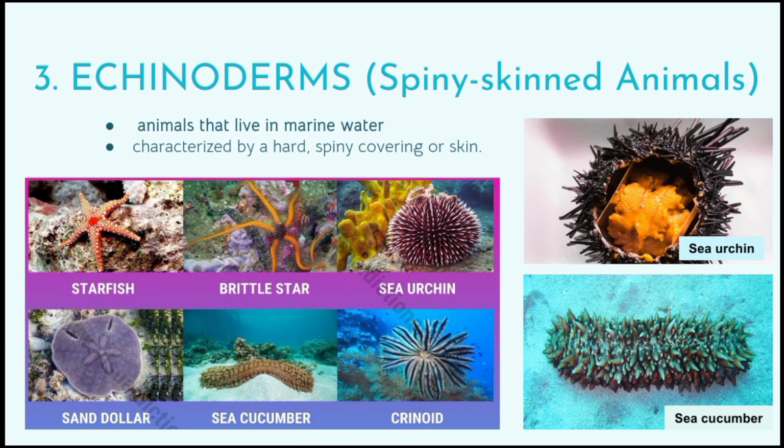Number three, echinoderms, or the spiny-skinned animals. These are the animals that live in marine water and they are characterized by a hard, spiny covering or skin. Starfish, brittle star, sea urchin, sand dollar, sea cucumber, and crinoid are some examples of echinoderms.